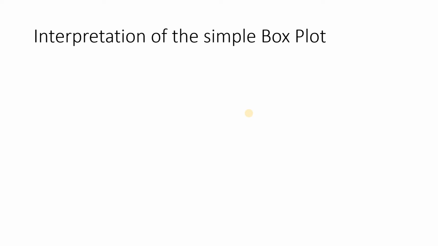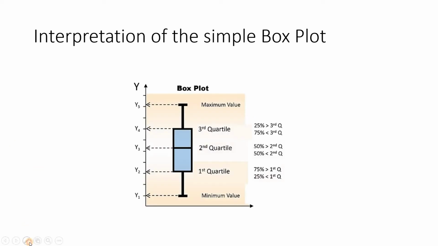Before going to that discussion, let me give you a recall of some major important points related to box plot. So this is a simple box plot, which might look like a complicated graph, but let me make it very simple. This is the minimum value. This is first quartile, this is second quartile, which is also called median, this is third quartile, and this is maximum value. If you have already gone through my previous video, I hope you can easily understand what I am going to tell now.